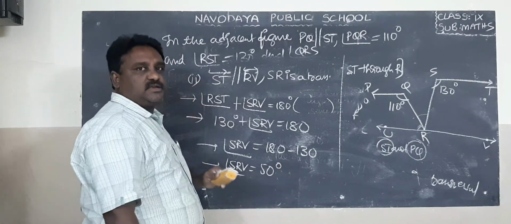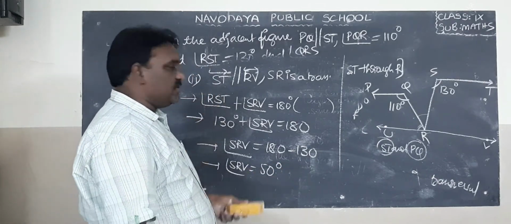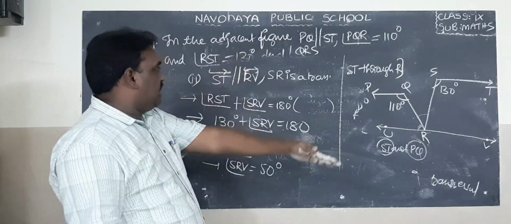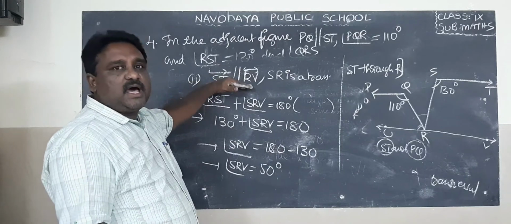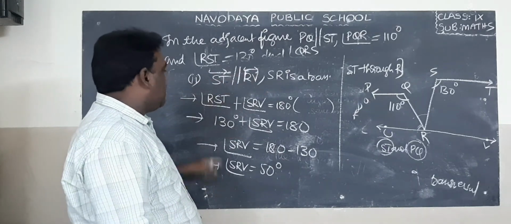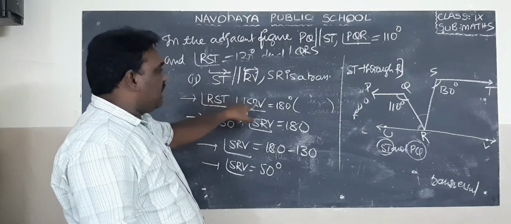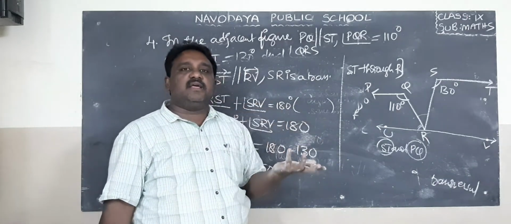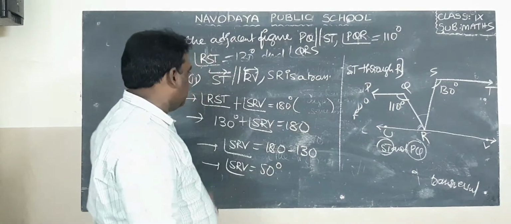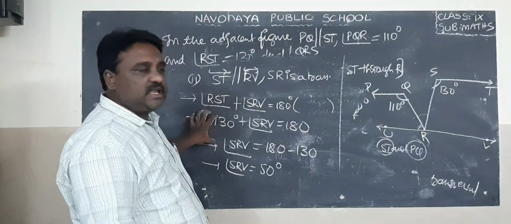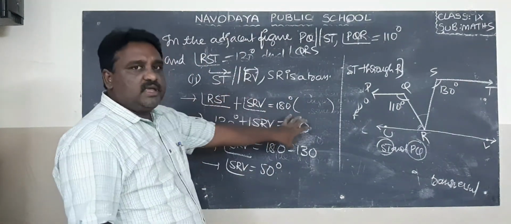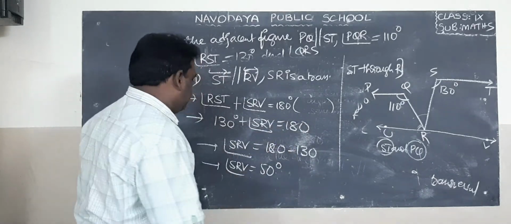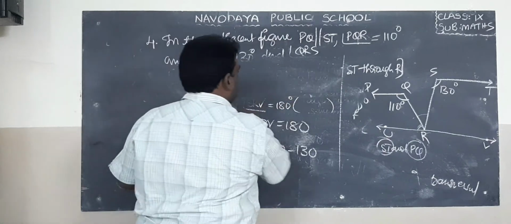Second one completed. First one 70, second one 50. Second one is what? ST parallel to RV, on the right side of the diagram, and SR is a transversal. Angle RST plus angle SRV equals 180. Reason: interior angles on the same side of the transversal. 130 plus angle SRV equals 180. 130 is moving to the right side. What we get is 50. Then second part completed.